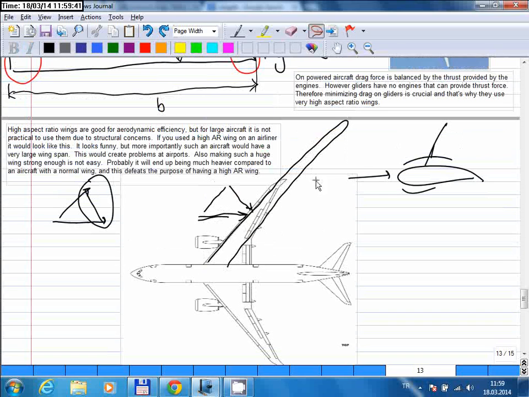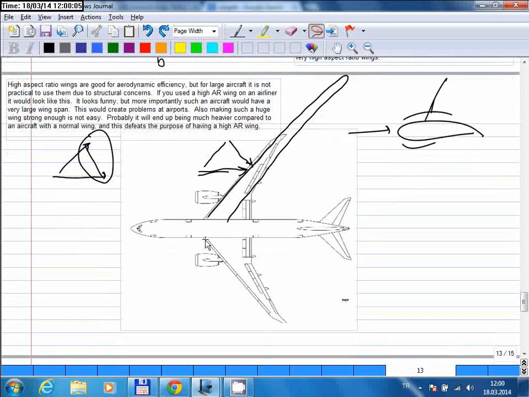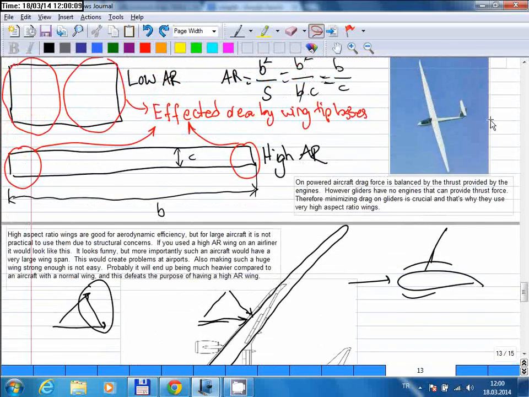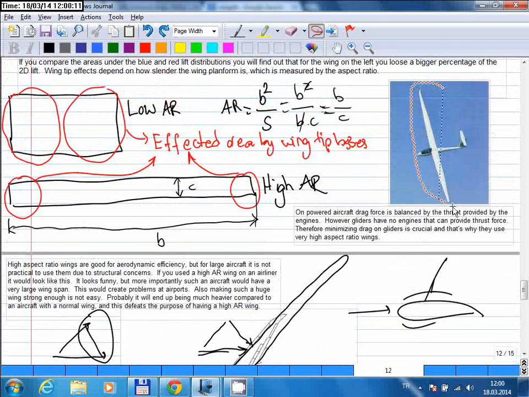But to have such a thin and long wing strong enough, you need to make it heavy, and that brings a penalty, because additional weight is something you don't want. So you need to make the balance between structural preferences and aerodynamic preferences, and that's why the aircraft have wings of this shape, and they don't prefer wings with very high aspect ratios like the gliders.